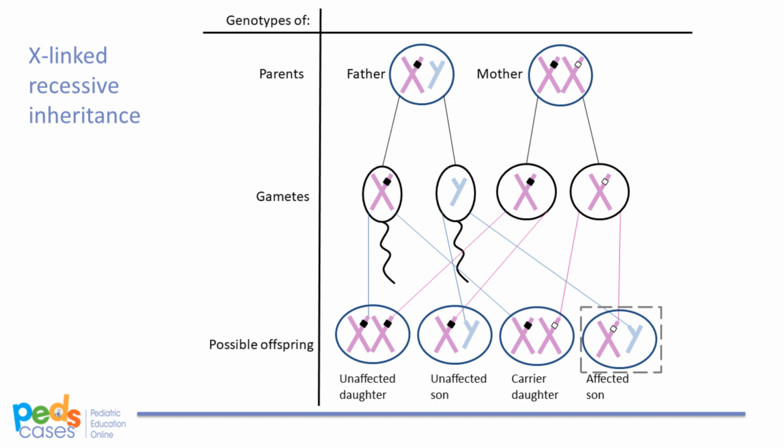In the example on this slide, the pathogenic white allele is located on the X chromosome and is inherited in a recessive fashion. The mother is a carrier, while the father is unaffected. Their gametes can be combined to produce 4 unique genotypes, as outlined on the slide. If they have a boy, there's a 50% chance that he is affected. If they have a girl, there's a 50% chance that she's a carrier.